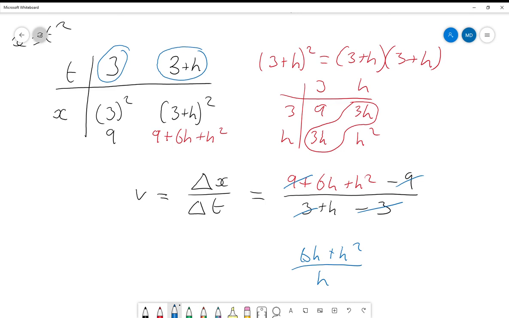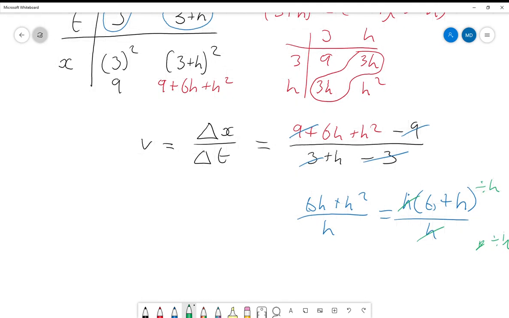And that's really nice. And now, in fact, I can factor this top. I factor out the h, and I get (6 plus h) multiplied by h, all divided by h. And those h's will divide through if I divide top and bottom by h. And I'm left with my velocity, the average velocity over this time period, the average velocity between 3 and 3 and a bit turns out to be 6 plus h.